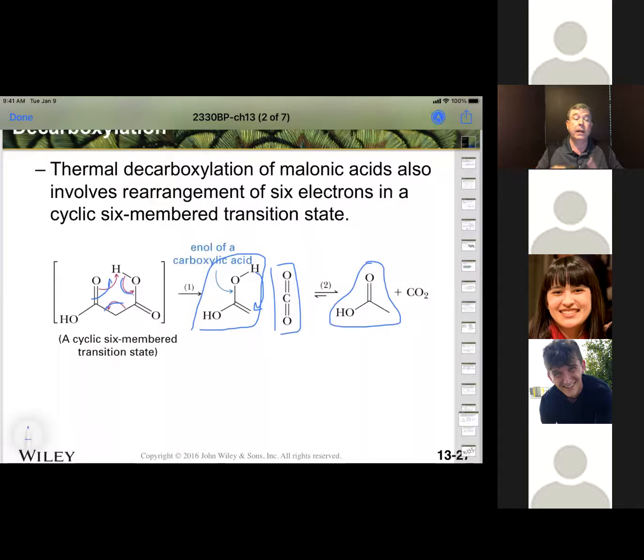Okay, so as long as that other carbonyl is in that beta position, you can undergo these thermal decompositions to remove 1 carbon with CO2 and end up with your other carbonyl compound. In this case, the acid. Questions on thermal decarbonylation?